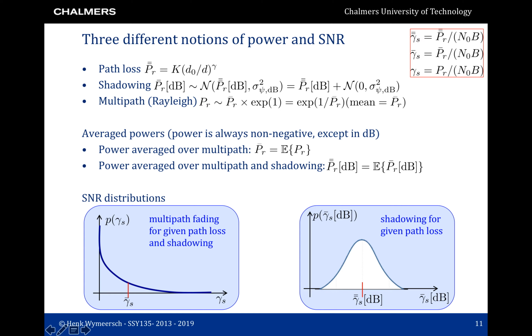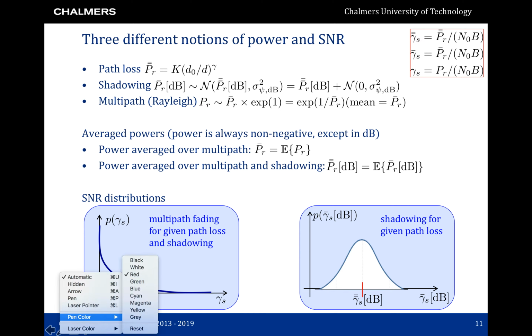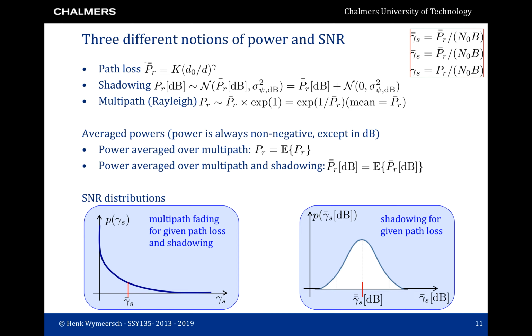We will now introduce three different notions of SNR and three different notions of power. First of all, we have the power due to path loss only. We denote this by P_R double bar, because there are two types of averaging done here, so we have two bars. This is just a standard path loss equation: K times the reference distance over d to the power gamma, where gamma is the path loss exponent. With this average power, we can also consider an SNR, here shown on the right. So gamma_s double bar is the SNR due to path loss only. P_R double bar is the power due to path loss only, and N_0 times B is the power spectral density of the noise times the bandwidth.